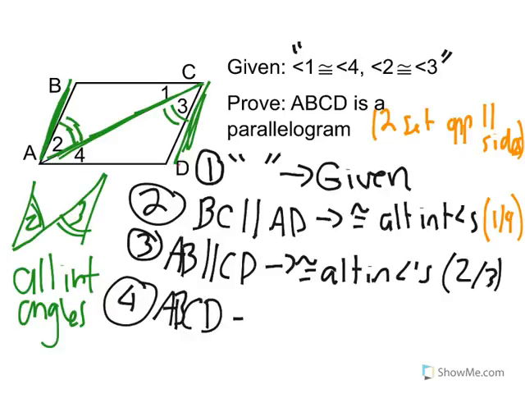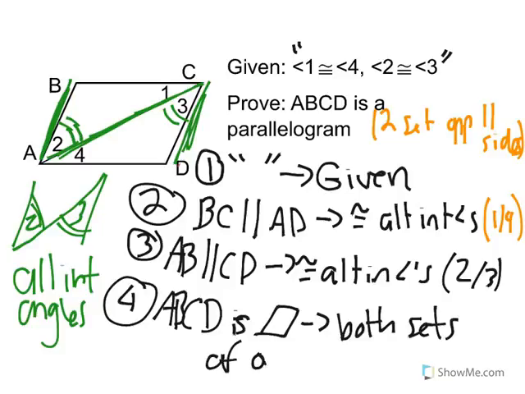So now I have enough information to say that ABCD is a parallelogram. That's what I wanted to prove. And the reason I know that is because both sets of opposite sides are parallel.